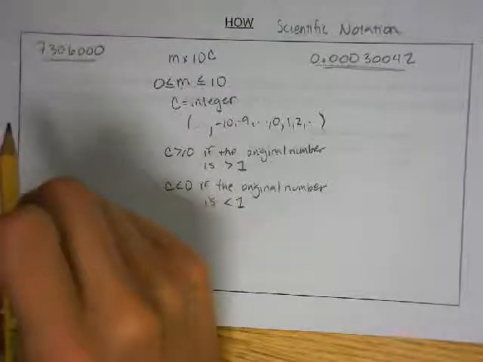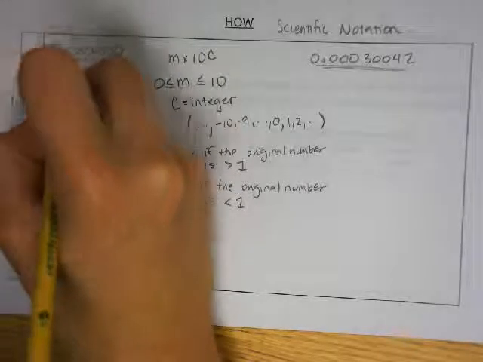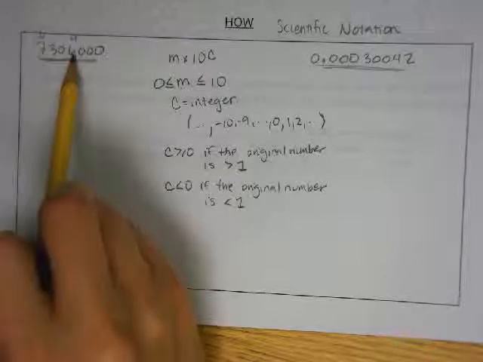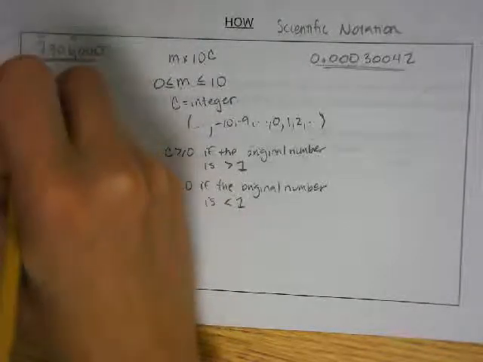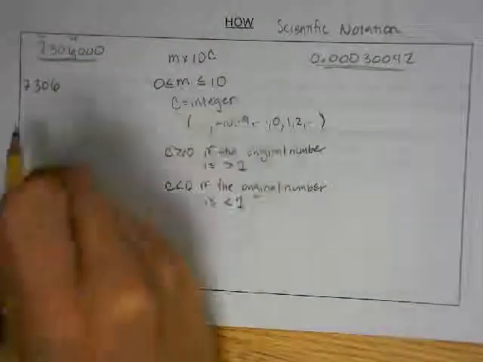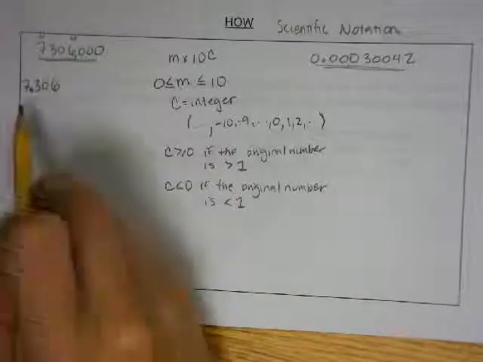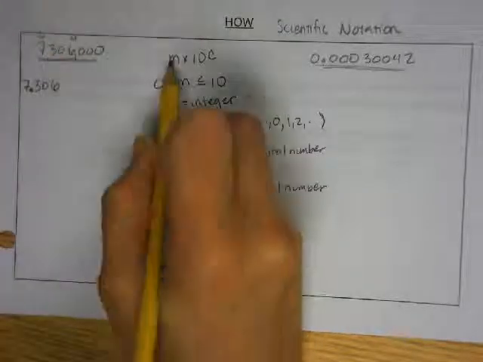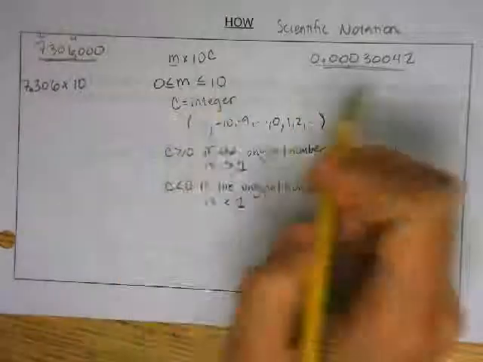So to get a number in scientific notation, you just grab the group of non-zero numbers. So you find the first non-zero number, the last non-zero number, and you write everything in between. So for this example, it's 7306. You're going to write down the decimal after the first non-zero number. So it's 7.306. That's going to be my m. And I times it by 10 to some power.